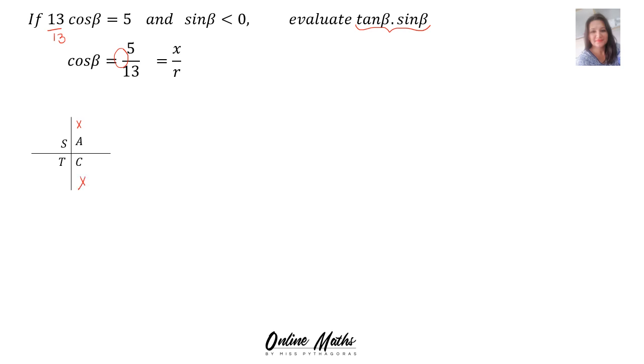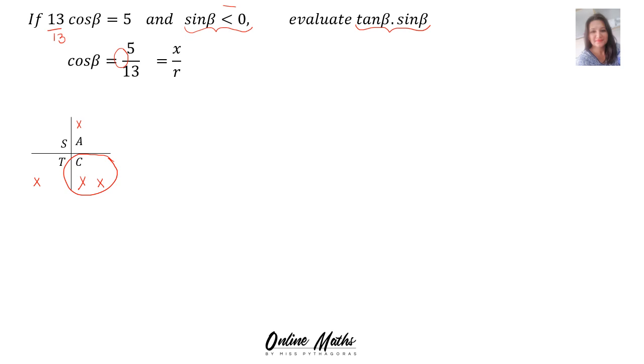But now we need to pinpoint the quadrant, and this is where we go to the other little bit of information where I tell you sin beta smaller than 0. That means where is sin negative? Sin is negative in the third and the fourth quadrant. Therefore, your terminal arm will lie in the fourth quadrant. And that is important because that will imply that your y is negative.